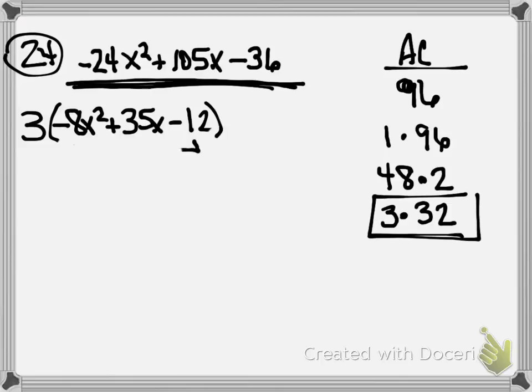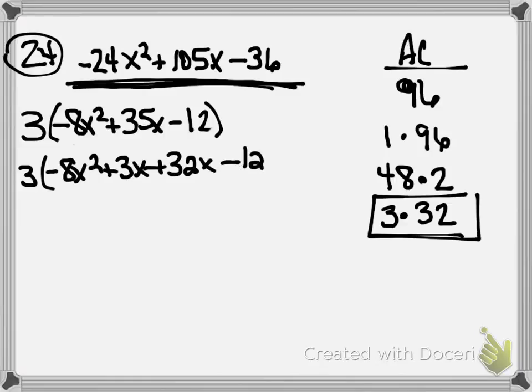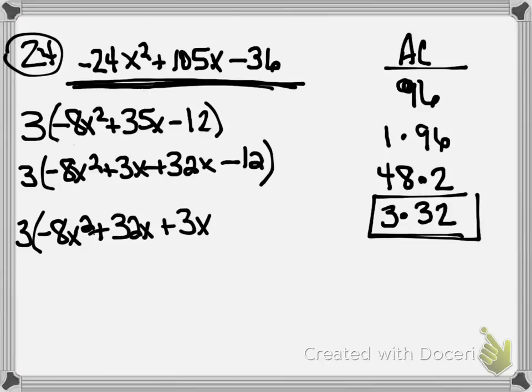So now we're going to rewrite the expression and expand the middle term. So negative 8x squared plus 3x plus 32x minus 12. Well, I see that there's a common factor of an 8 here and here, and a common factor of a 3 here and here. Let's regroup. And that's going to become 3 times negative 8x squared plus 32x plus 3x minus 12.